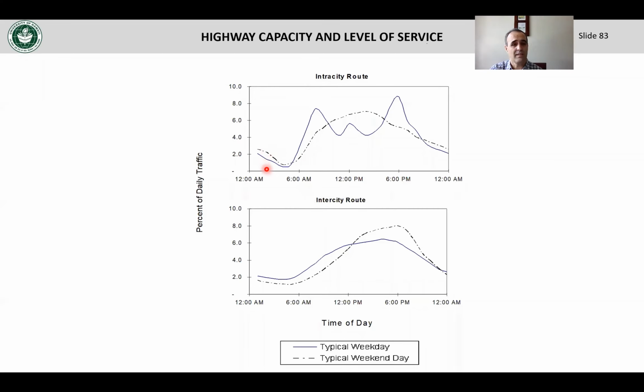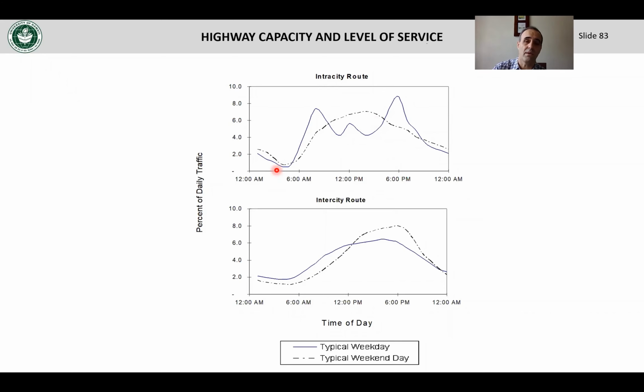But the point is that, and it's not clear in that figure what they mean by percent of daily traffic. I imagine this is on an hourly basis, so at this time of the day we have only 2% of the total day traffic. Okay, but the point is that you have higher traffic at some times of the day and lower traffic at other times of the day. So it varies during the day.